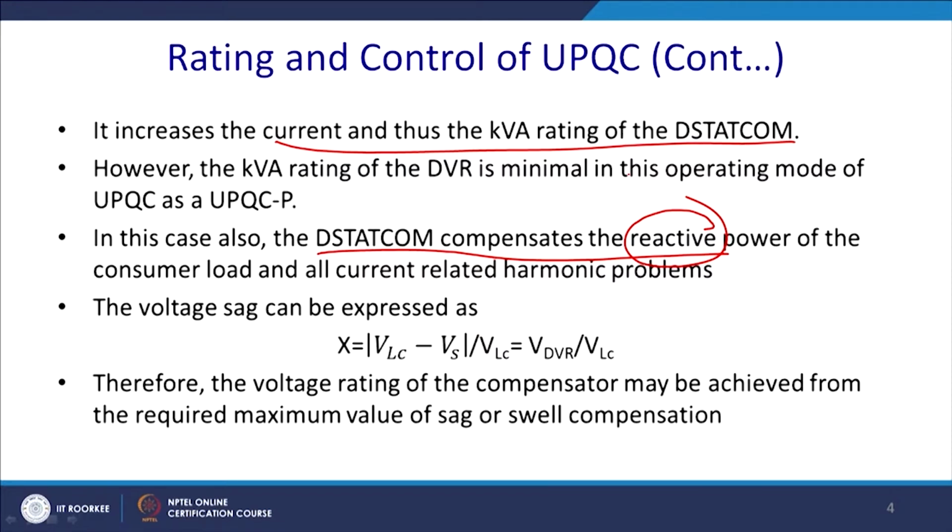The voltage sag can be represented, as we have represented in the case of UPQC-Q, by the voltage at the load minus the supply voltage, divided by the voltage after compensation VL, and the supply voltage Vs by VL. Ultimately, this difference is supplied by the DVR, so it is Vdvr by the voltage after compensation. Therefore, the voltage rating of the compensator may be obtained from the required maximum value of the sag and swell compensation. Thus, what will be the rating in the case of UPQC-P?